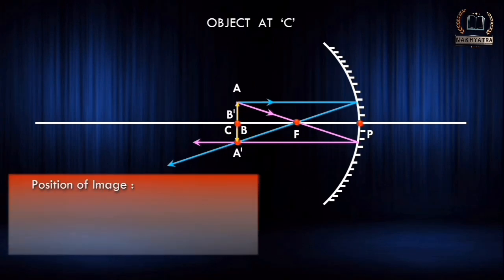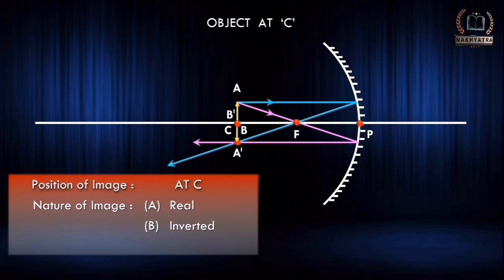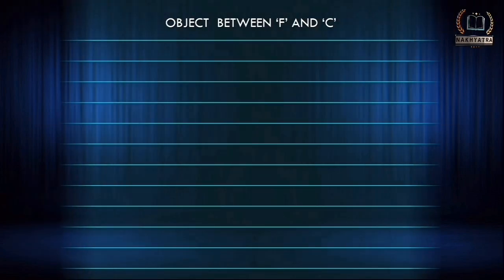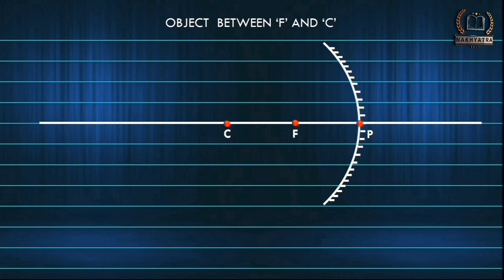So the position of the image will be at C, the same as the object, and the nature will be real and inverted, and the size will be the same as the object. I hope everybody understood. Now let us see when the object is placed between F and C.